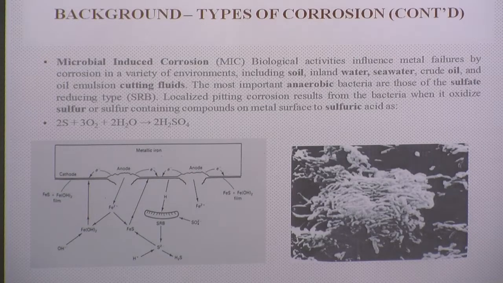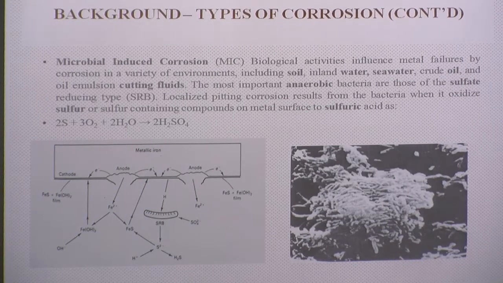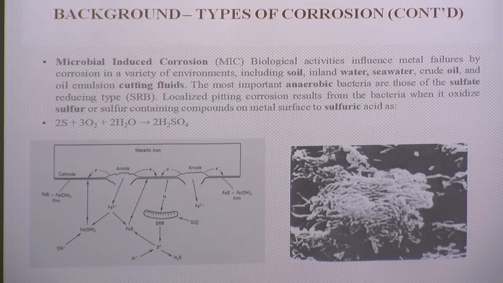Then there's microbial corrosion. Microbial corrosion is because of microbes, and this is found in soils, water, crude oil, and emulsion fluids. The most important microbe is the sulfate-reducing bacteria in pipelines, because once sulfur is present, biofilms form and these microbes go to the sulfur. When they eat sulfur, they oxidize the sulfur, they form sulfuric acid, and that is what enters the material, and they continue to survive in that condition.